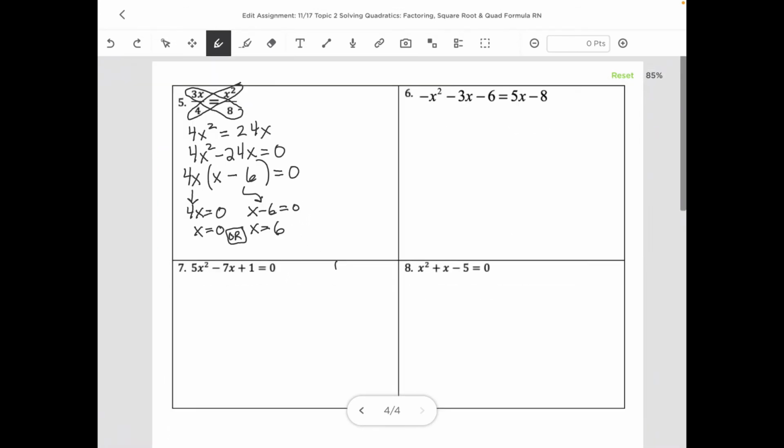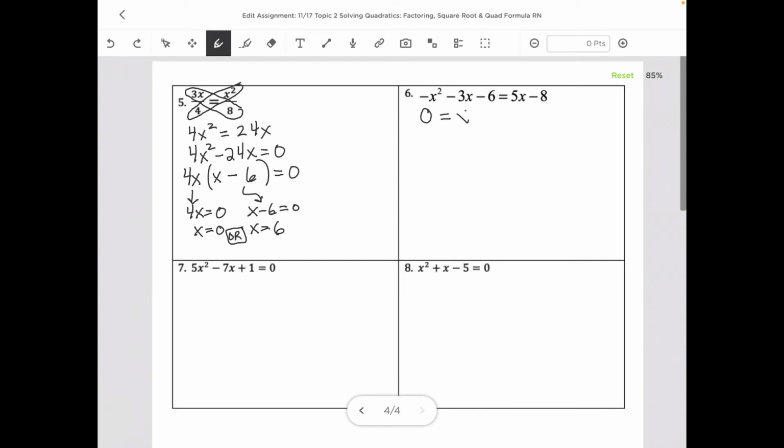Okay, number 6. Number 6 is a polynomial, and there's a bunch of terms there, right? Not in standard form. So let's get it in standard form. But also, I see a negative in front of the x squared, which I'm not a fan of solving when there's a negative in front of the x squared. So I'm going to put that to the other side. I'm actually going to move everything to the right side, okay?